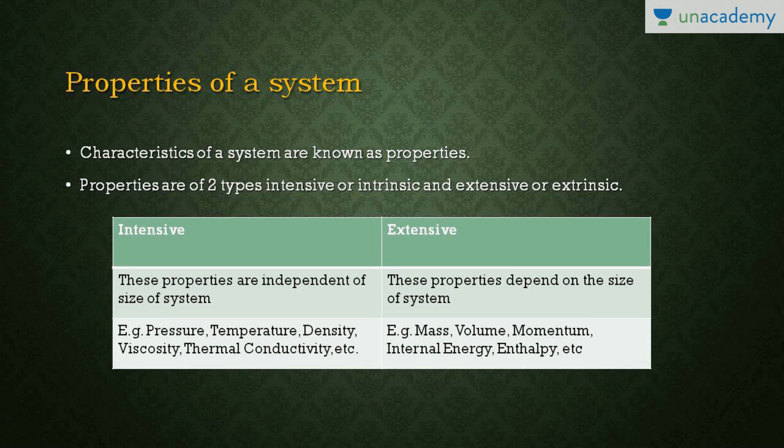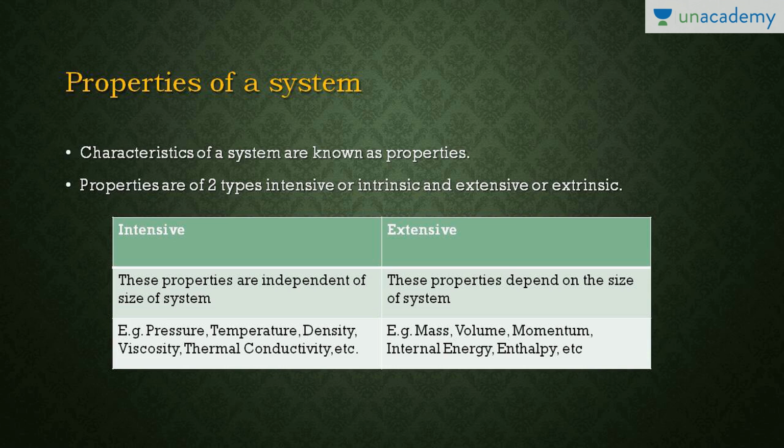As you all know what is system and what are surroundings, there are certain properties of a system. For example, the room in which you are sitting is a system. That system has certain characteristics. For example, there is air in that room. It is having some pressure, volume, temperature. Those characteristics are the properties of the system. So the characteristics of a system are known as property.